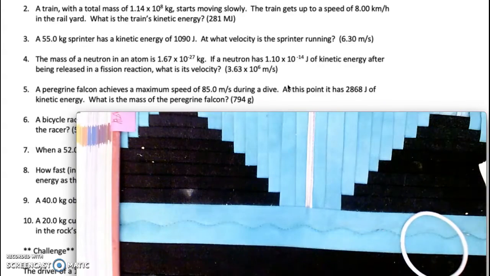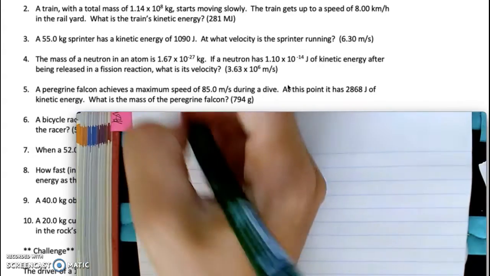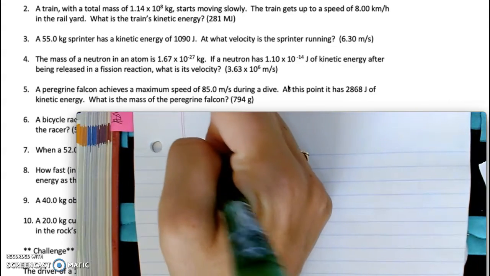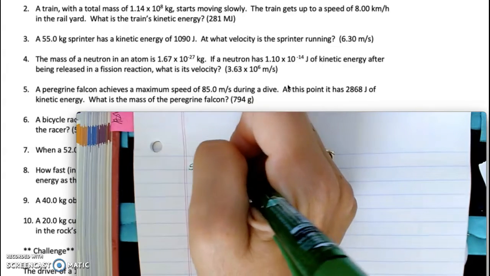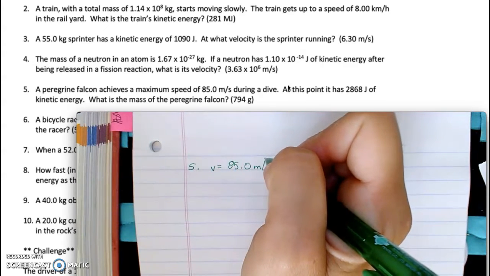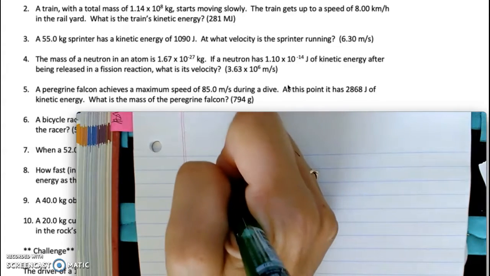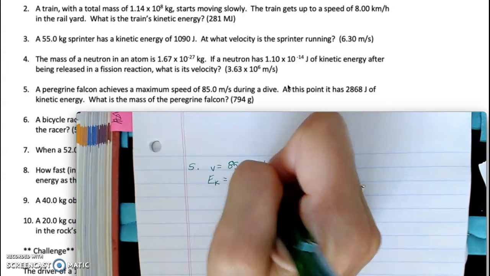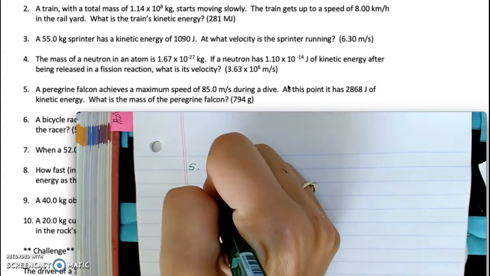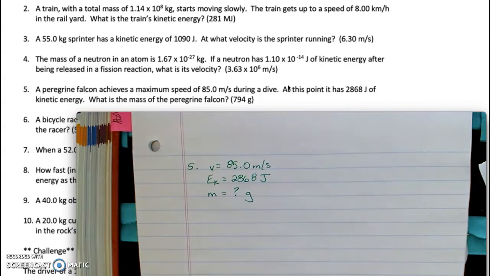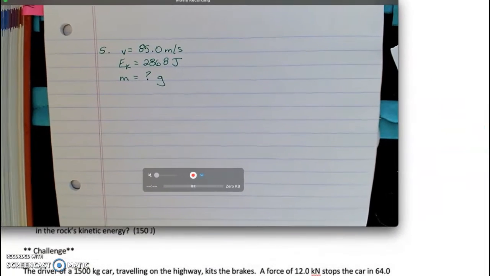And 5 will be our next one. Let's list our variables for 5. It says maximum speed is 85 meters per second. And it has some kinetic energy, 2868. And what's the mass of the peregrine falcon? And that's going to be measured in grams. Okay, so now we have those questions ready.